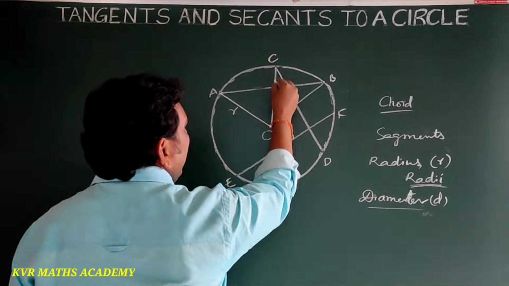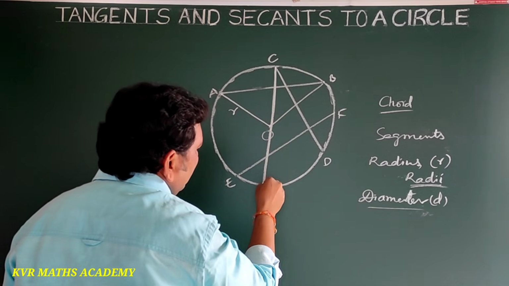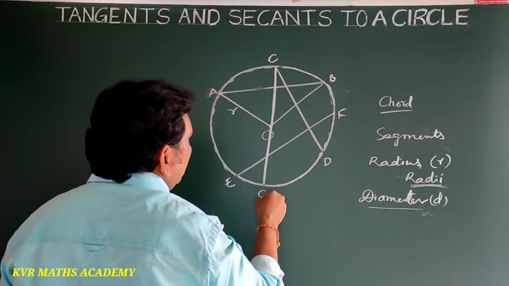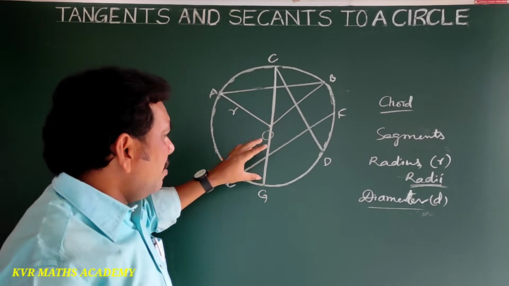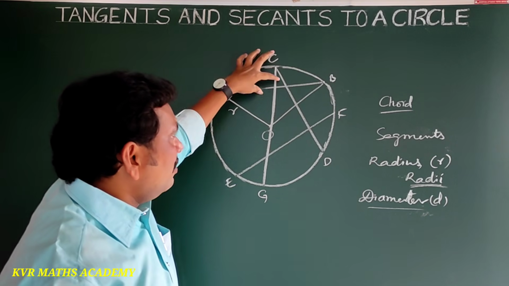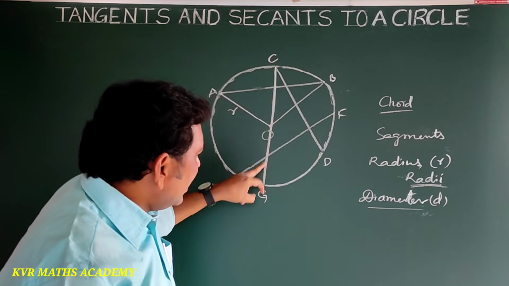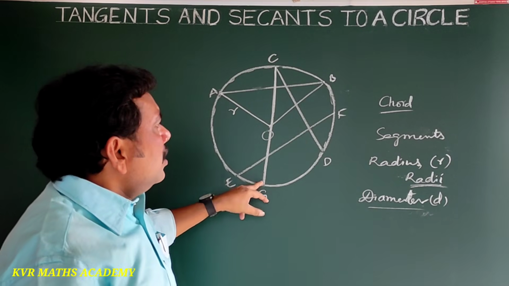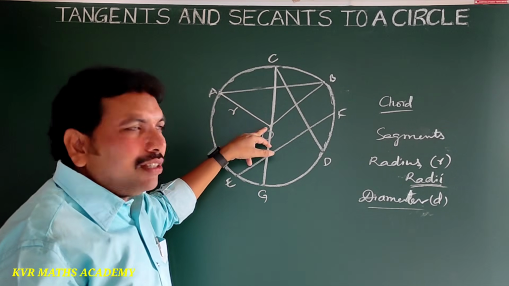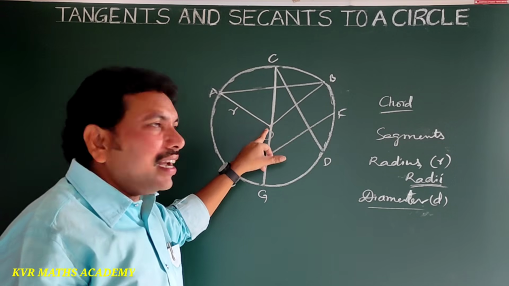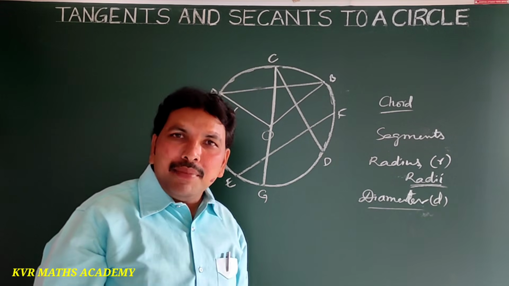See, this is OA. Look here. Suppose CG is a chord. CG is the chord. Why? Because it is the line segment which is joining two points on the circle. So CG is a chord which is passing through the center of the circle. Yes, exactly. So that's why CG is the diameter.